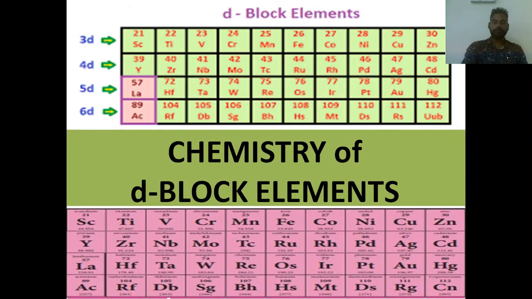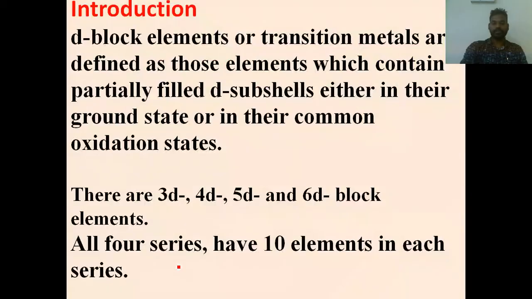There's an example here. For the 3d series, you can take the example: the 3d series has atomic numbers 21 to 30, that is scandium, titanium, vanadium, chromium, manganese, iron, cobalt, nickel, copper and zinc. This is one example. Same for the 4d, 5d and 6d, we have 10 elements.